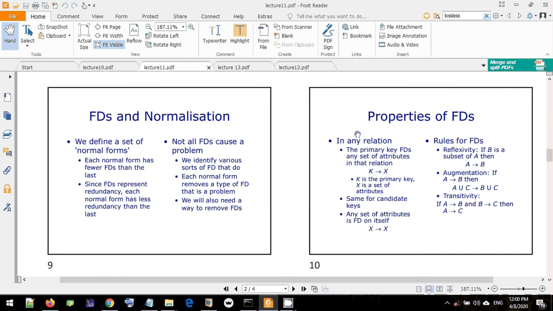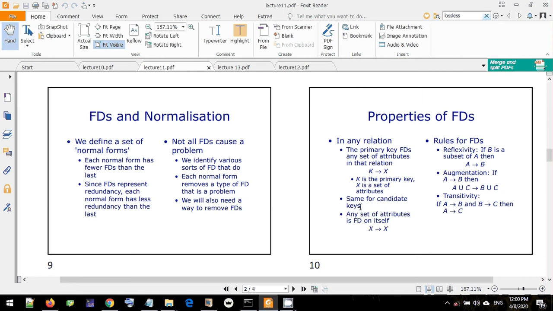Properties of functional dependencies. In any relation, the primary key of a functional dependency is a set of attributes in that relation. Now let's see: the primary key functionally depends on a set of attributes X. What does that mean? K is the primary key, and X is the set of attributes. If the primary key K functionally depends on the set of attributes X, it means that for every value of the primary key, a unique set of values for X is assigned to that value.